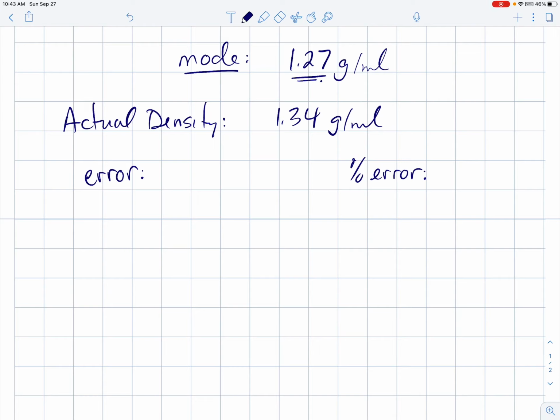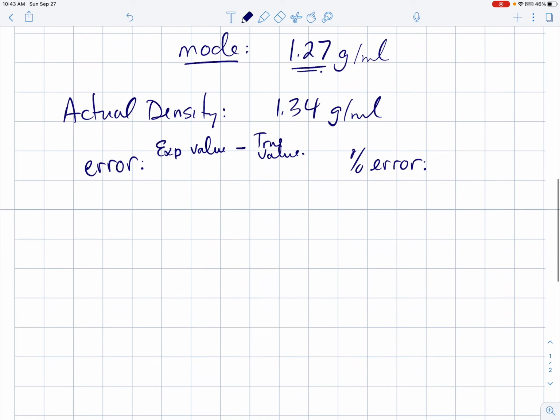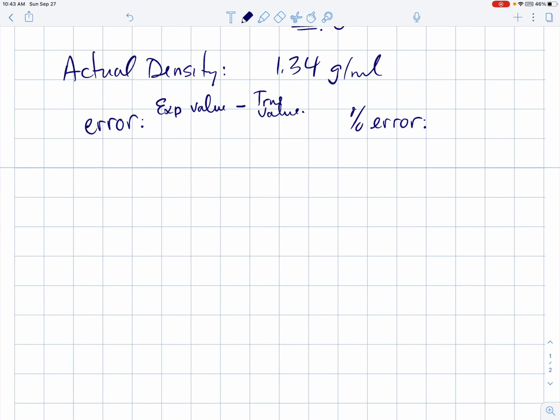So to get the error, you remember the formula for that is to take your experimental value and subtract the true value. The experimental value is the value you got. So for us, our actual mean, the one that we calculated, was 1.29, but the true value is 1.34. So we can see that our mean is actually too low, and that's going to mean that this error will be a negative number. If our mean was too high, then we would get a positive number.